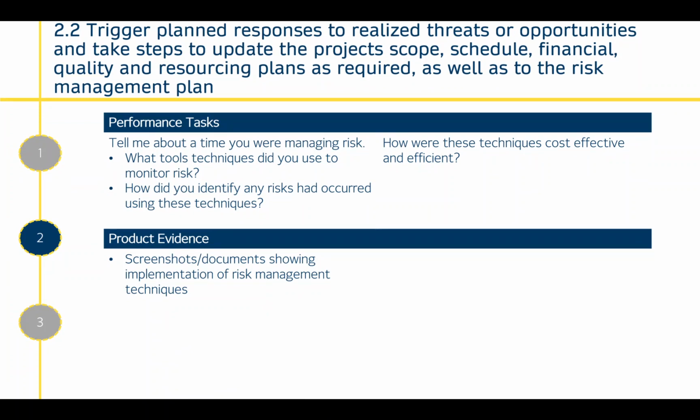2.2 is trigger plan responses to realised threats or opportunities and take steps to update the project scope, schedule, financial, quality and resourcing plans as required, as well as the risk management plan.